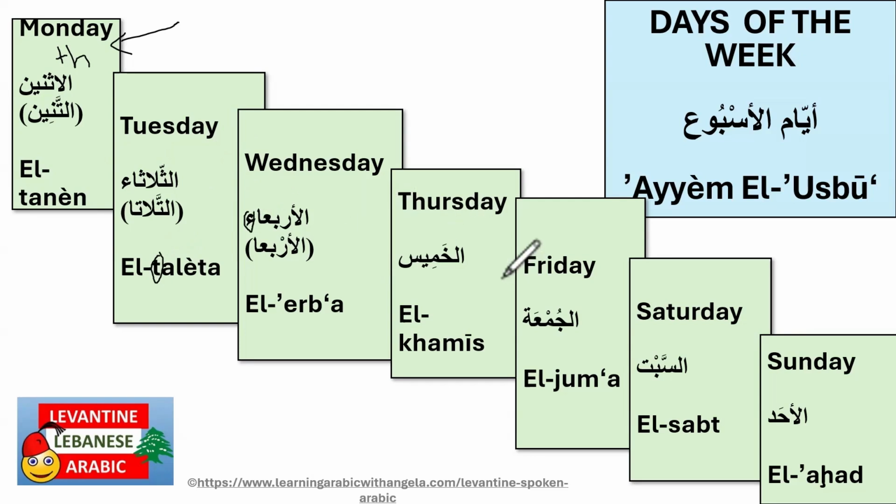الأربعاء. الخميس. Same. الجمعة. السبت. الأحد. So mainly the first three, you have some pronunciation differences between colloquial and standard. And if you've noticed, they're associated with numbers. So الأحد from واحد, التنين from اثنين, الثلاثة from ثلاثة, الأربعة from أربعة, and الخميس from خمسة.